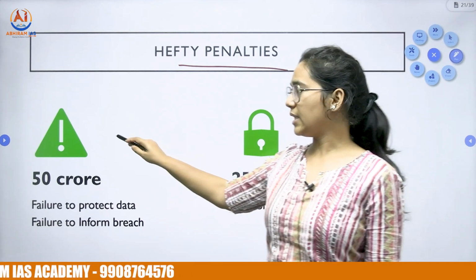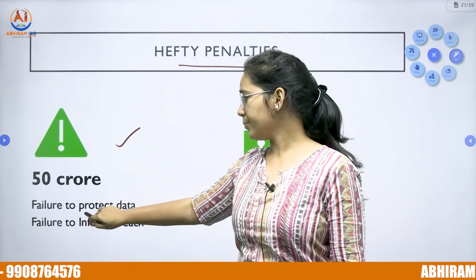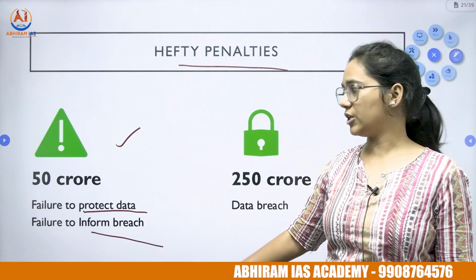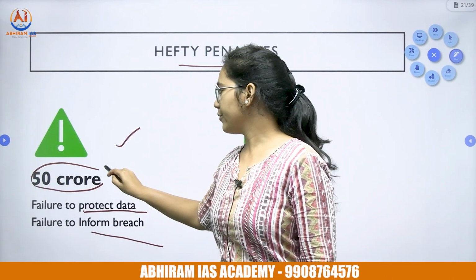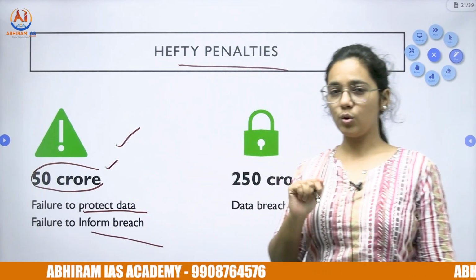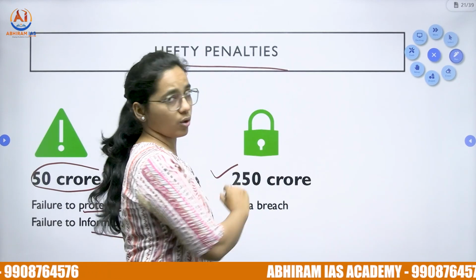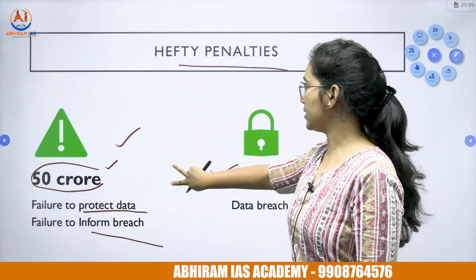Next, if there is any violation, there will be hefty penalties. Like if there is any breach, or any failure to protect the data and failure to inform about the breach, you will be levied a 50 crore penalty. But the one who actually does the data breach is heftily penalized, that is 250 crore for data breach. So these are the penalties.